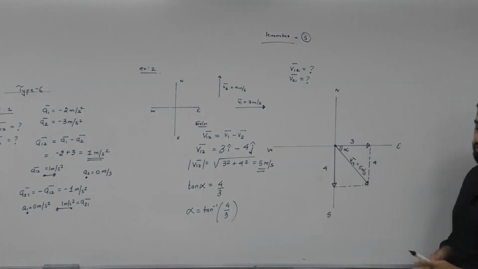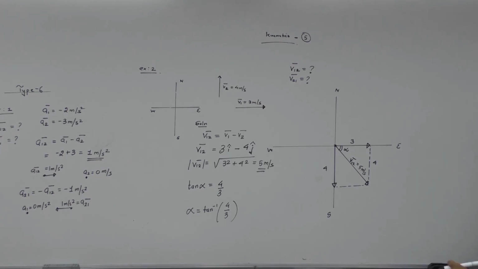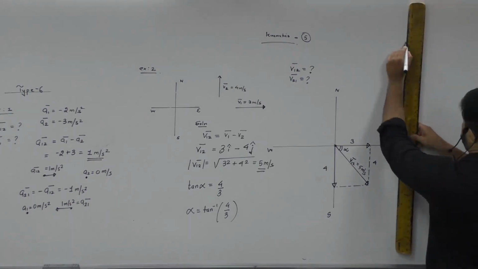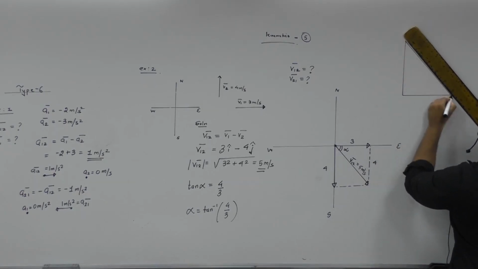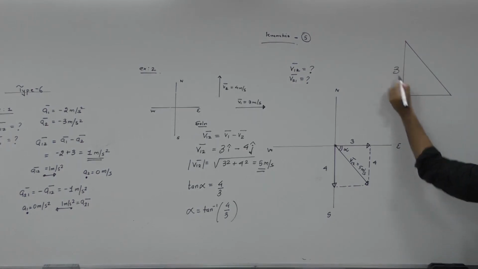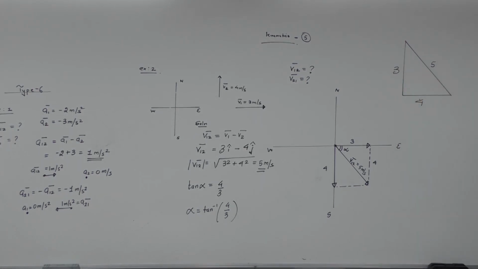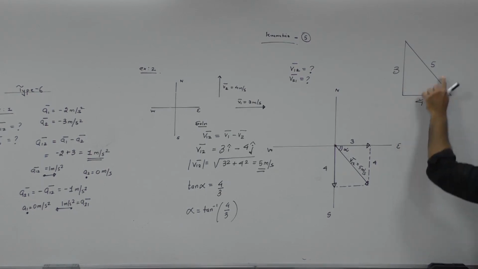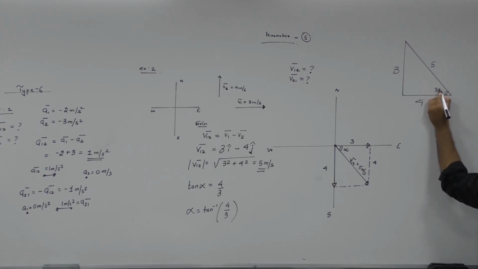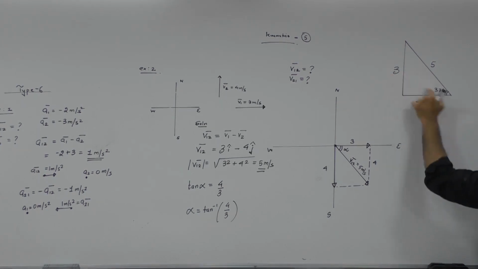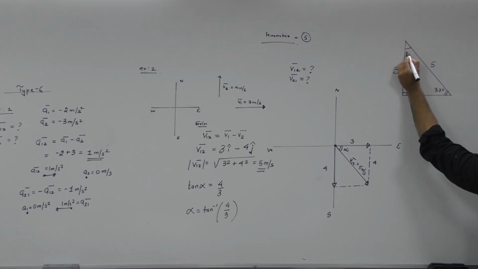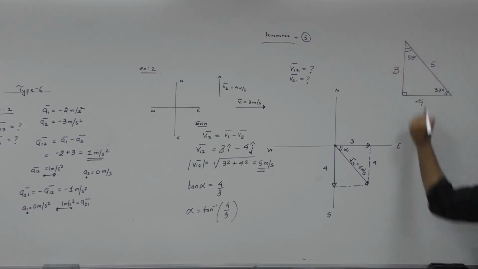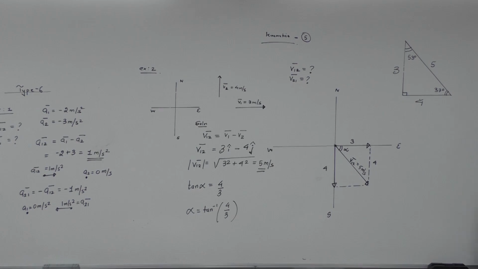Now remember something I'm teaching you. There's a triangle which is very famous for your entrance examination, the 3, 4, 5 triangle. This angle is 37 degrees always, opposite to 3. This is 90. This angle will be 53. Always remember the 3, 4, 5 triangle, opposite to 3 is 37.